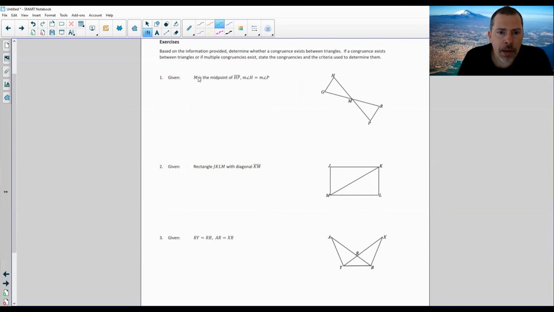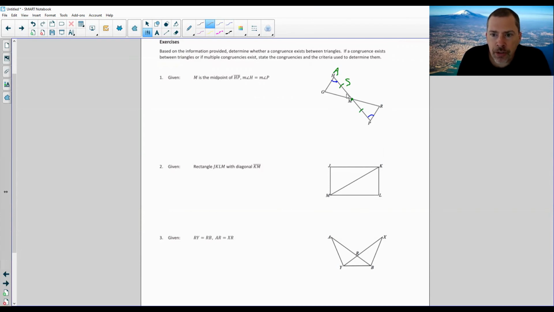So here's a given. M is the midpoint of HP. So here's HP, M is the midpoint. Well, what does midpoint mean? It means that it cuts a segment into two congruent pieces. So now I know HM equals MP. That is a side. See how we do this? The measure of angle H, let's change colors, is equal to the measure of angle P. There is an angle, I will call that an A. So here's a side, here's an angle. Don't know anything about HG or RP. Don't know anything about GM or MR.